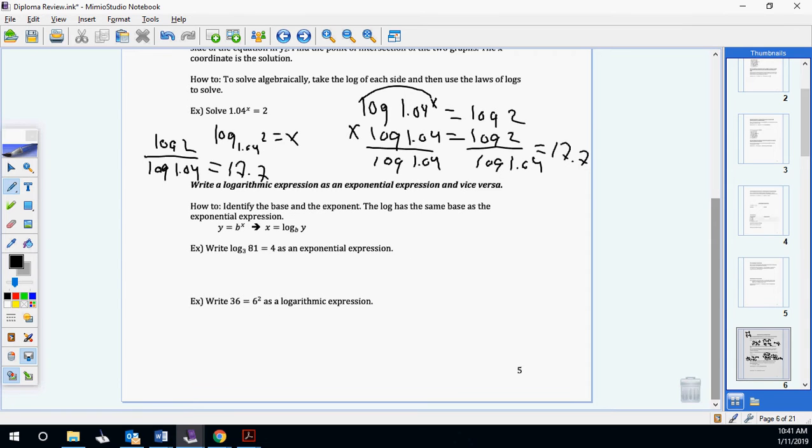All right, so write as an exponential expression. Log base 3 of 81 equals 4. So it would be 3 to the 4th equals 81. Write as a log expression. 6 squared equals 36. Log base 6 of 36 equals 2. Just a quick little flip there.